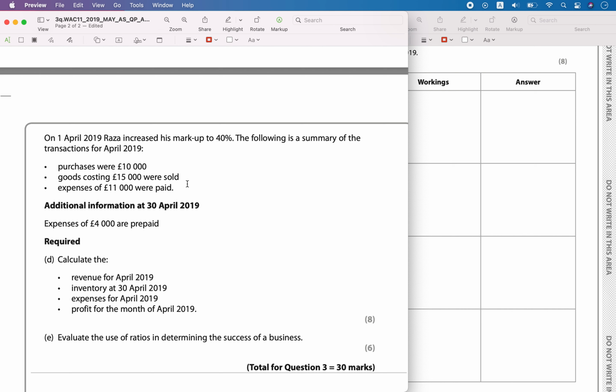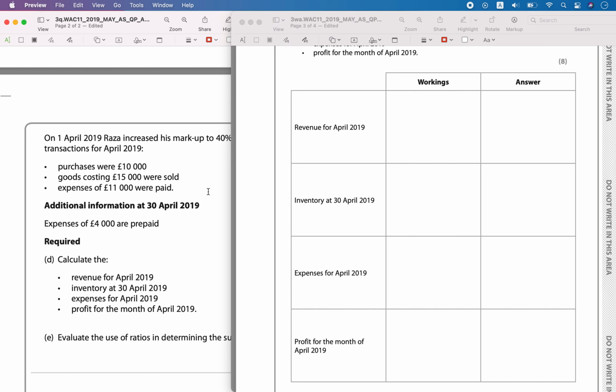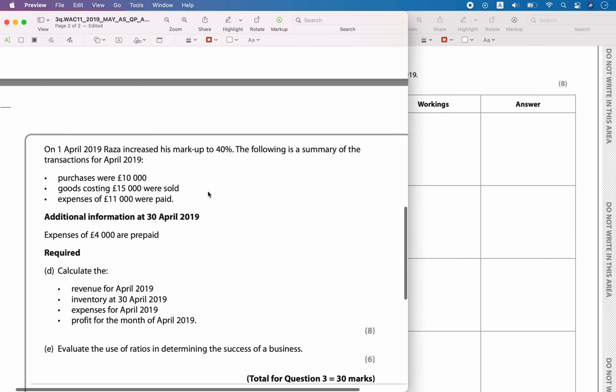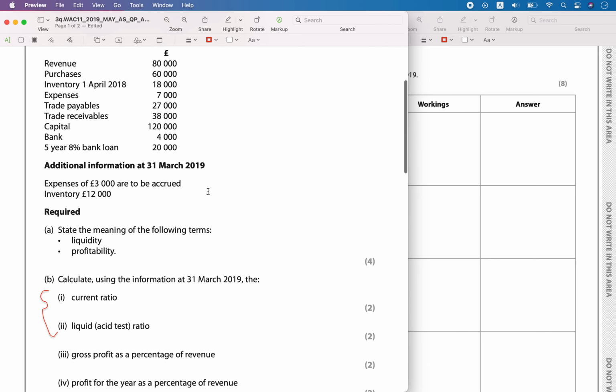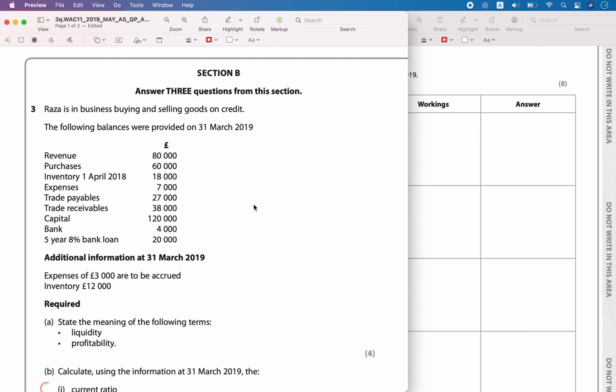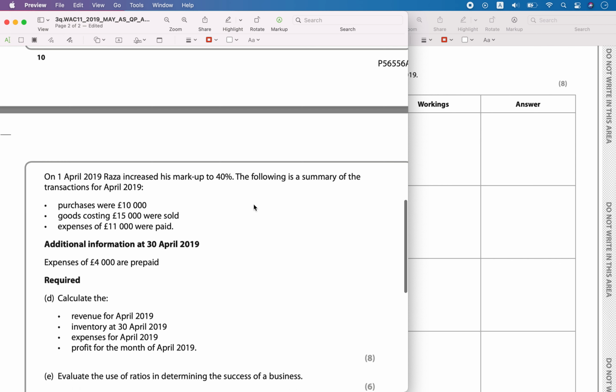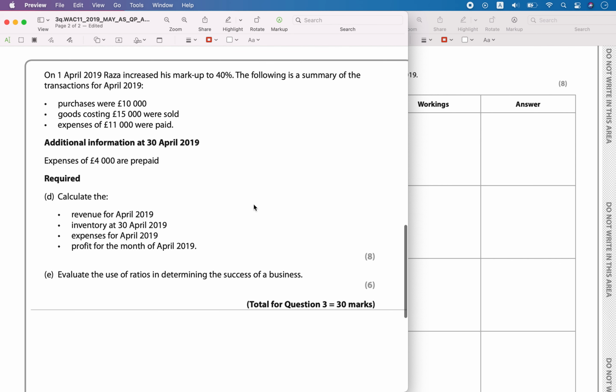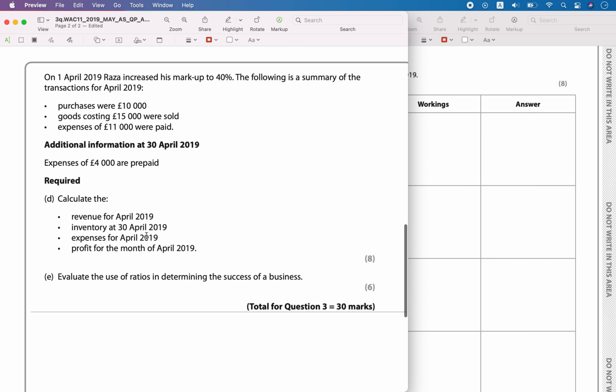Purchases were 10,000, goods costing 15,000 pounds were sold, expenses of 11,000 were paid. Then the additional information available was that expenses of 4,000 pounds were prepaid. Calculate the following, part D. Earlier there was some information as at 31st March 2019, but in April he changed it and these were the summary.